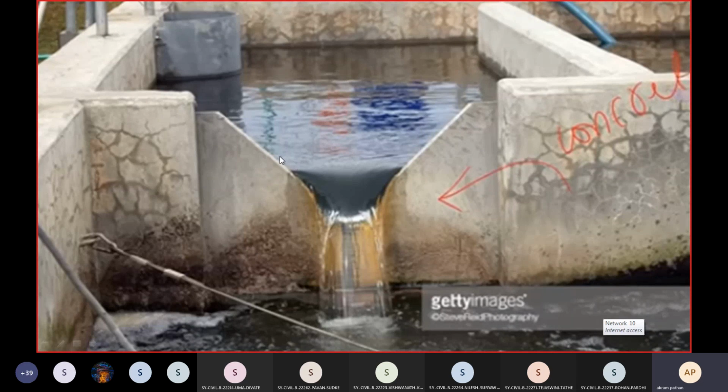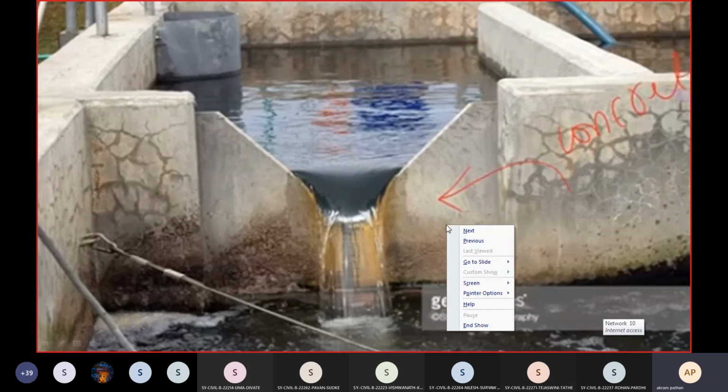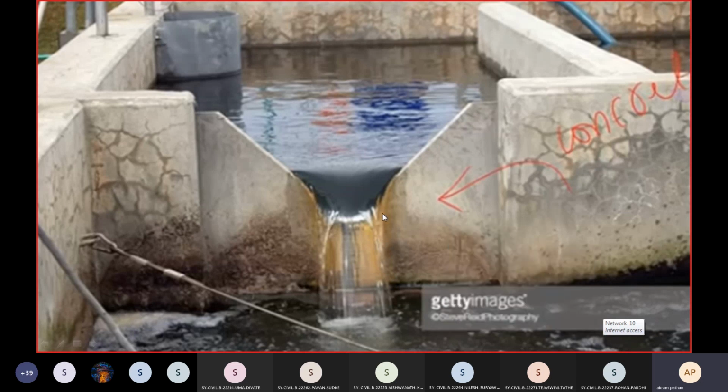But what do you mean by weir? A weir is a concrete structure which is constructed across the flow in the open channel for measuring the discharge. If you see here, we have the sill. This is the trapezoidal weir. So this is the sill level.